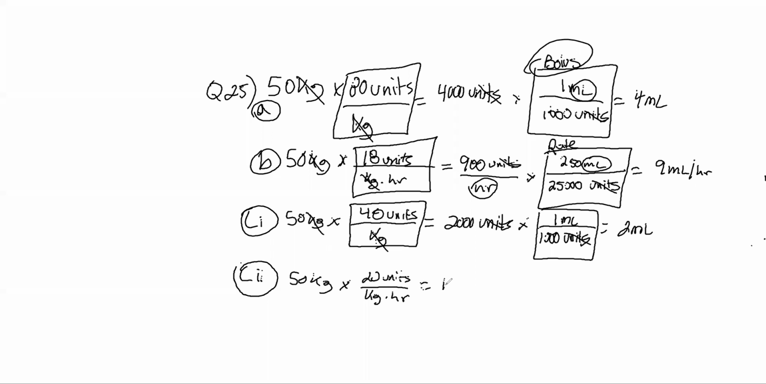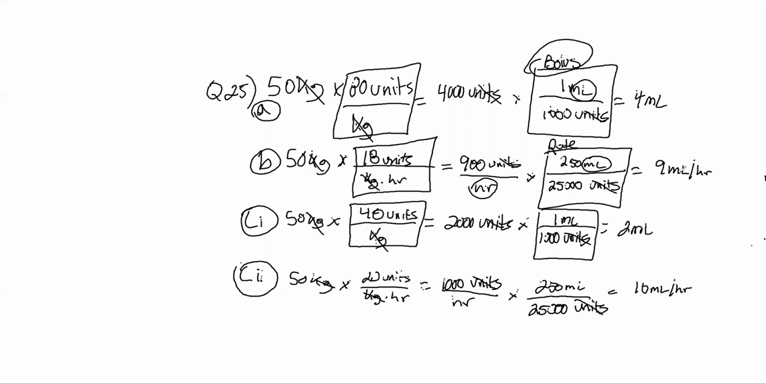That gives me 1,000 units per hour. And as I already mentioned, we're going to multiply by the 250 ml over the 25,000 units. Units cancel, kilograms cancel, and I'm left with now 10 ml per hour.